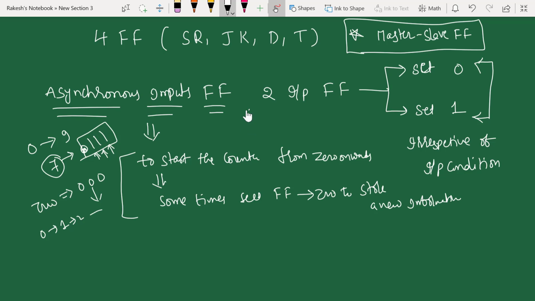Those inputs are called preset and clear. So please make a note. Those two asynchronous inputs are called preset and clear. Now I am going to show you where these inputs will be applied to your circuit, how it is going to set your output to 0 without considering the inputs of that particular flip-flop.